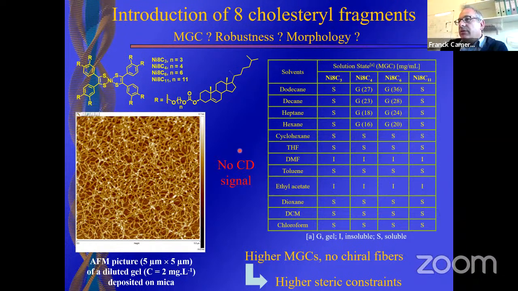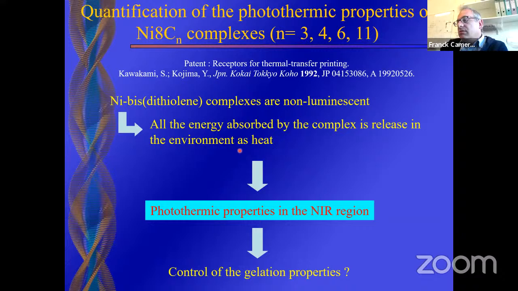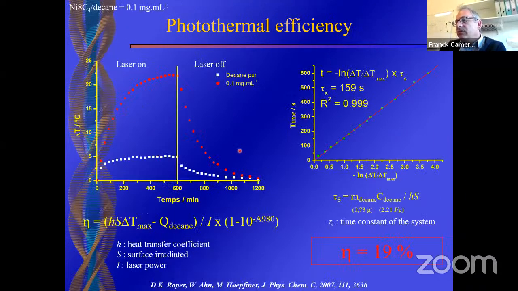So we didn't know exactly what to do with these complexes, but nevertheless, as I said, these molecules strongly absorb in the near-IR region, and these complexes are non-luminescent, so they are able to convert NIR light into heat, which is what we call the photothermal effect. So we used this photothermal effect. You can quantify it under irradiation. You can find that these molecules are able to convert around 20% of the light into heat.